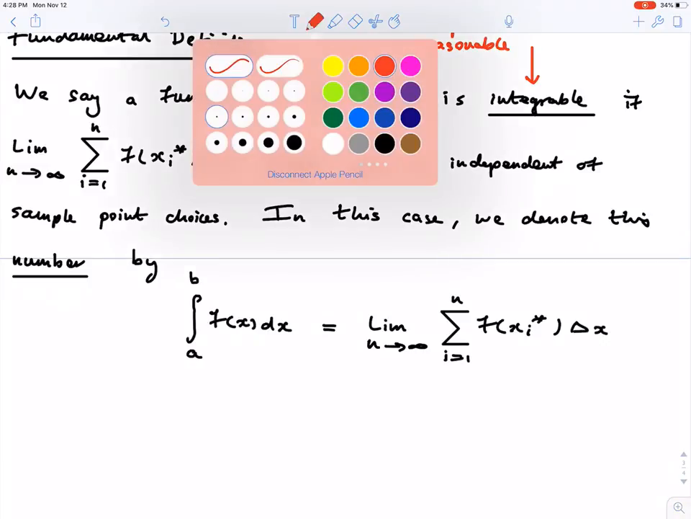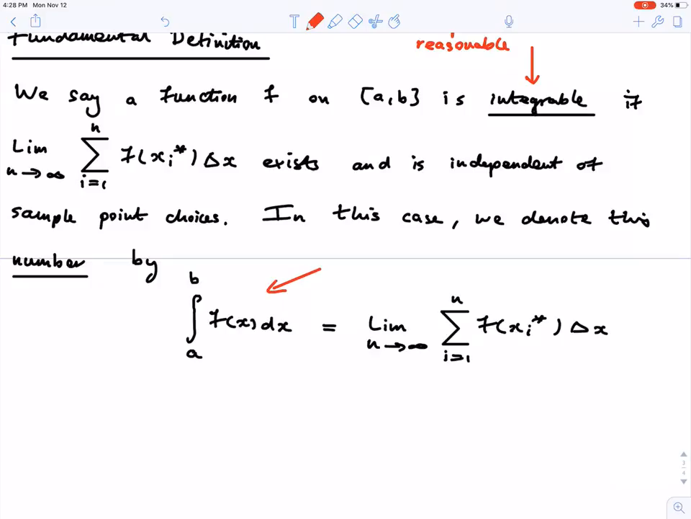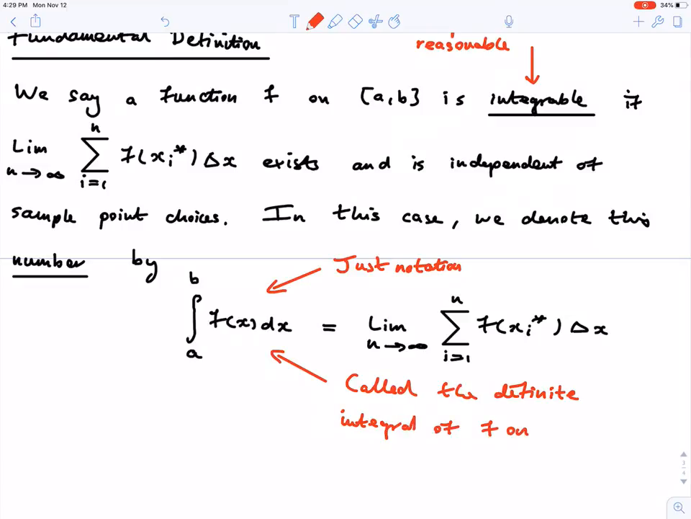So this is just notation, just like dy over dx is just notation. What is it called? It's called the definite integral of f on [a, b]. So this is a very formal definition of the definite integral.